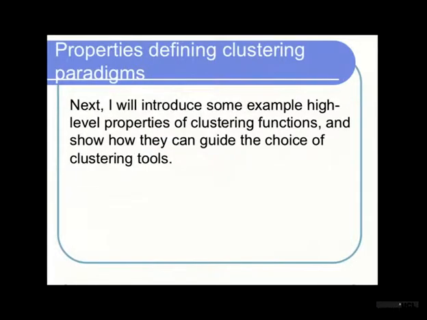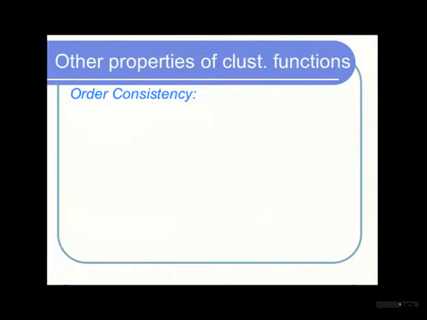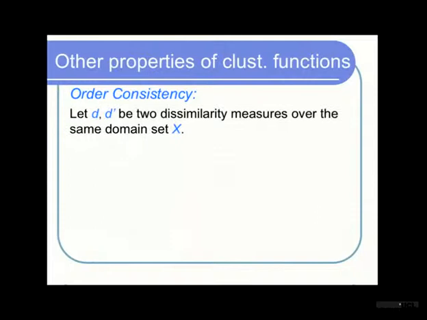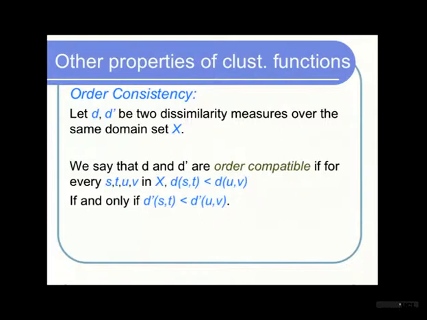So next I'll introduce some high-level properties that allow us to distinguish families of clustering functions. This is just the first step in a big project. The first one is order consistency. What is order consistency? I say that two distances are order compatible if whenever D claims that ST are closer than UV, then D prime agrees that ST is closer than UV.